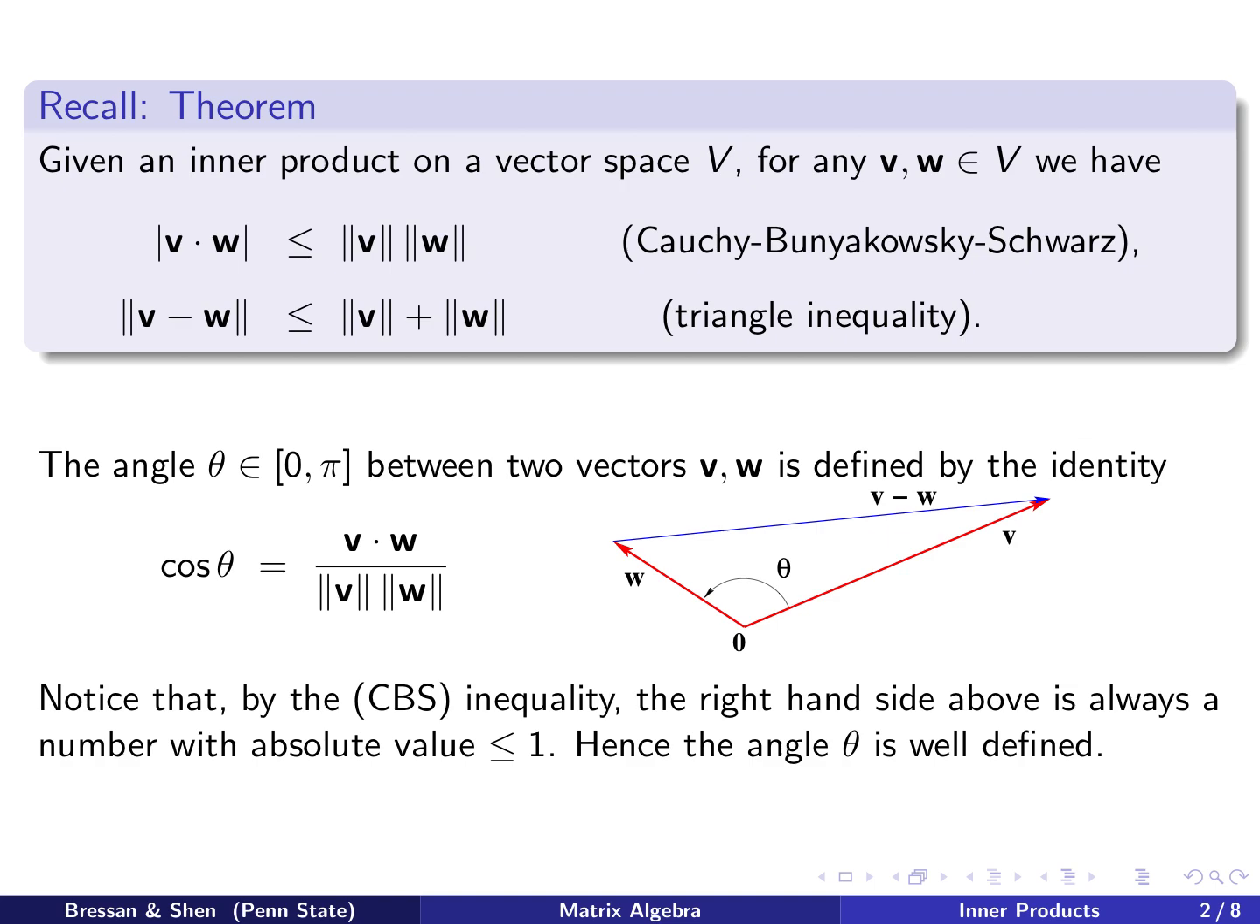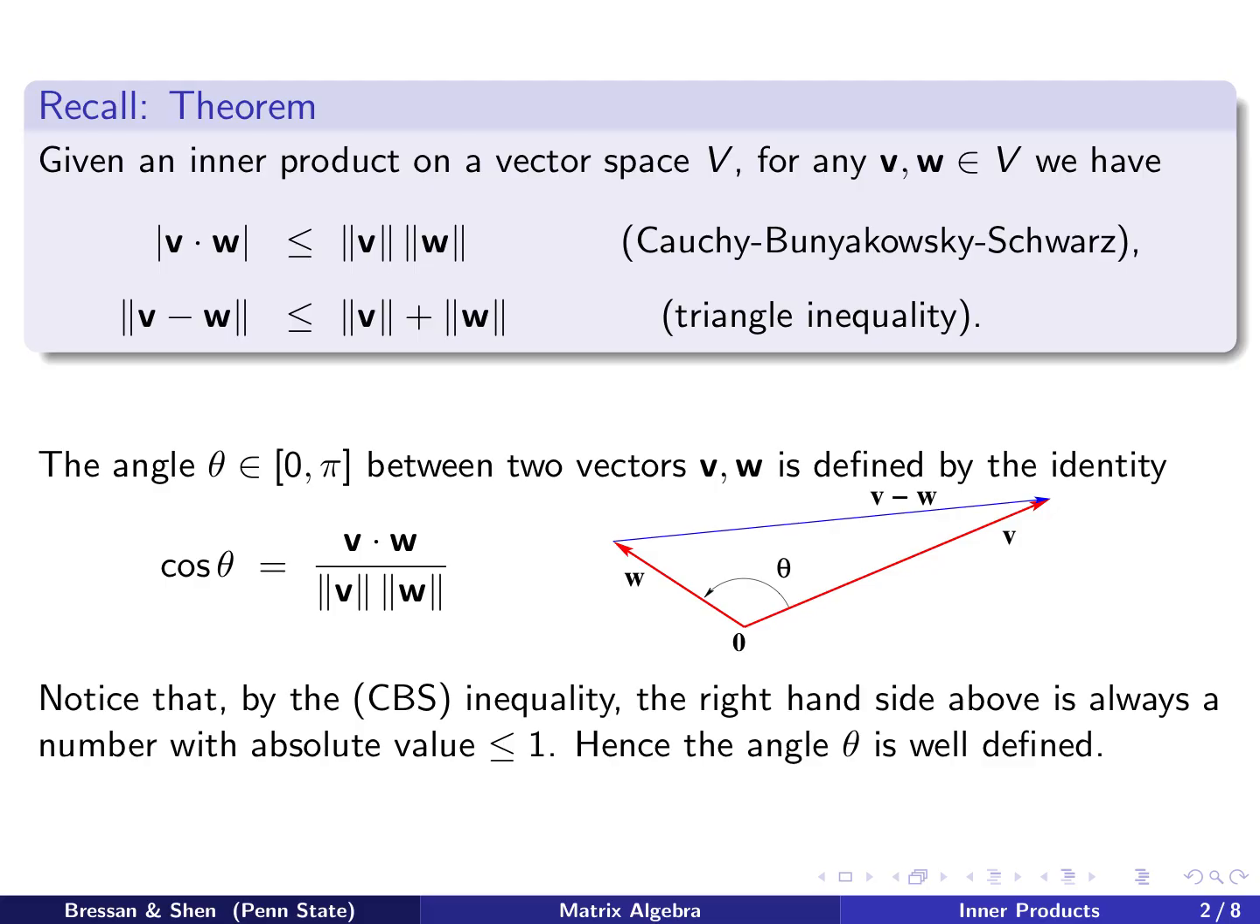Okay, so let's first recall the two theorems that we proved. The first one is the Cauchy-Schwarz inequality. It says that if you have an inner product on a vector space, then the absolute value of the inner product of two vectors is less than or equal to the product of the norms of each of the vectors. And the second one is the triangle inequality.